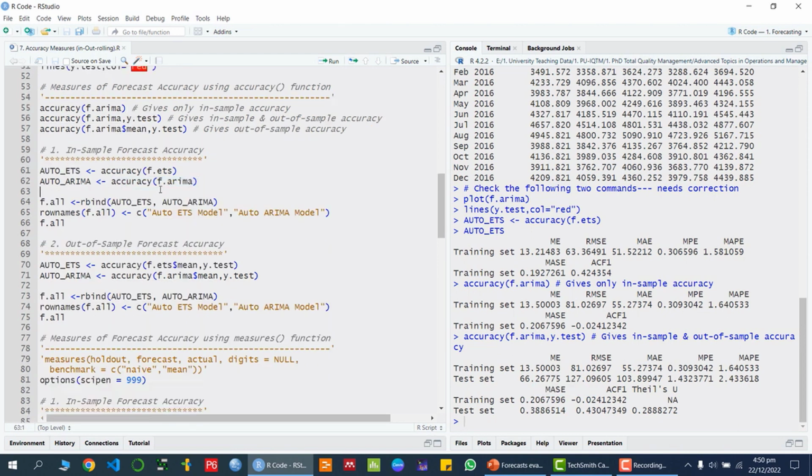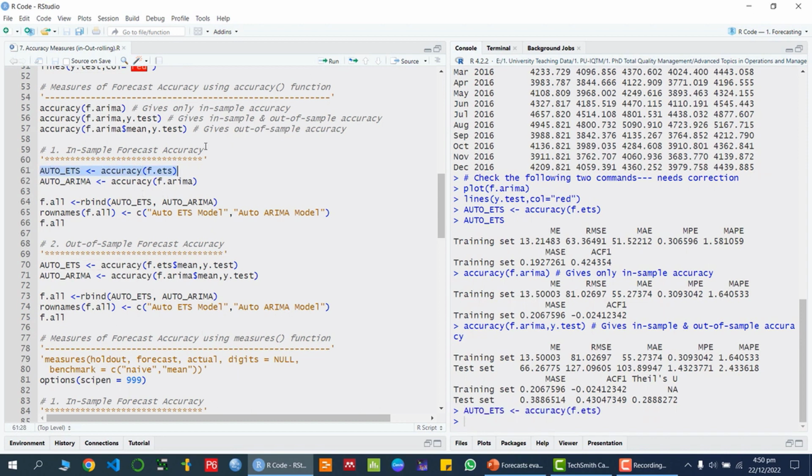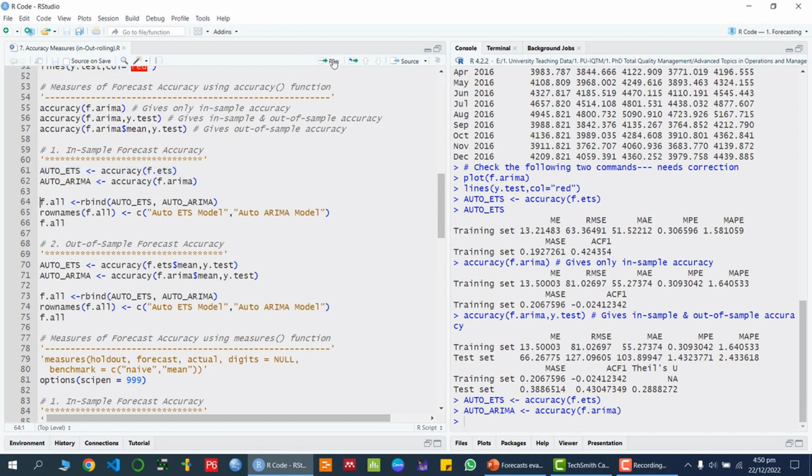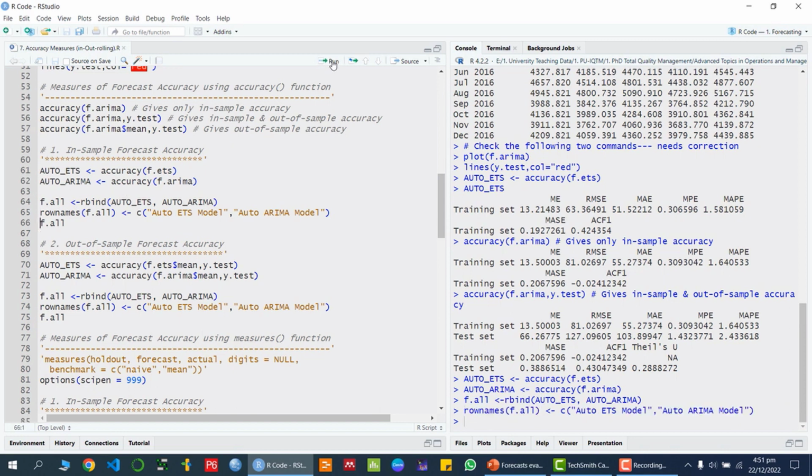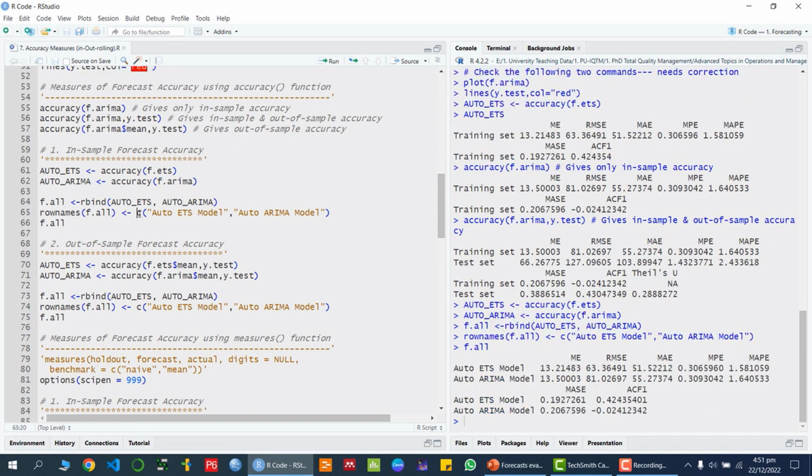Okay, now let me calculate only the in-sample, that is training set, forecast accuracy with the ETS model as well as ARIMA, in order to check which method is better. With the help of this command, I am going to combine the results of these two functions or variables in one variable, that is f.all. Okay, and then over here I am saying that I want to see which are the ARIMA and ETS model results. I'm giving the row names and then f.all.